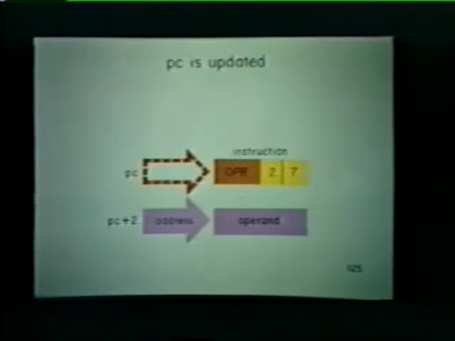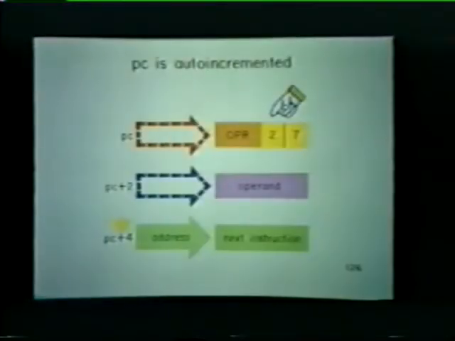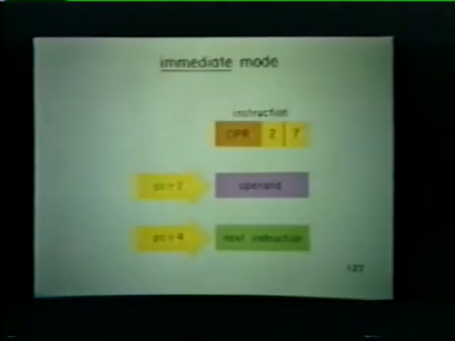In other words, when PC mode 2 is called for, the operand appears in the word location immediately following the instruction. Remember, our instruction called for the auto-increment mode. Consequently, when the instruction is decoded, it causes the PC to be auto-incremented by 2. In this example, the new value, PC plus 4, addresses the next instruction in the program. Thus, the PC is incremented twice when it's used in conjunction with addressing mode 2.